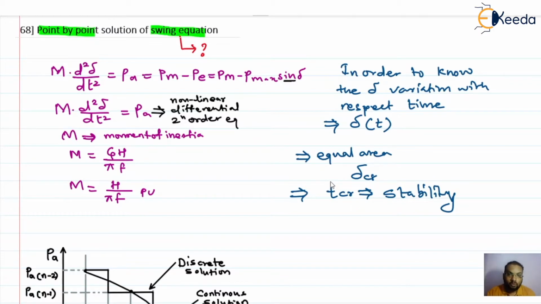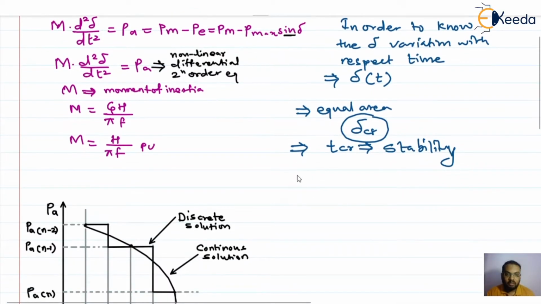In order to get this value, the critical clearing time, we have to solve this swing equation, because the equal area criteria discussed earlier cannot give us this value. Now there are various methods available for solving the swing equation. Let me note them here. The first method available is the Runge-Kutta method.